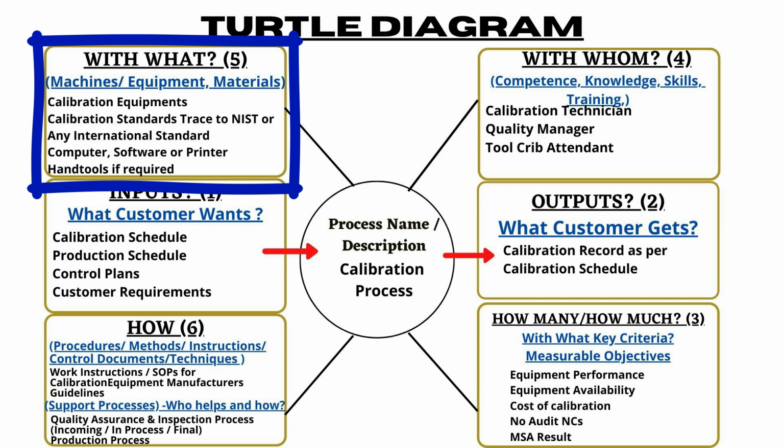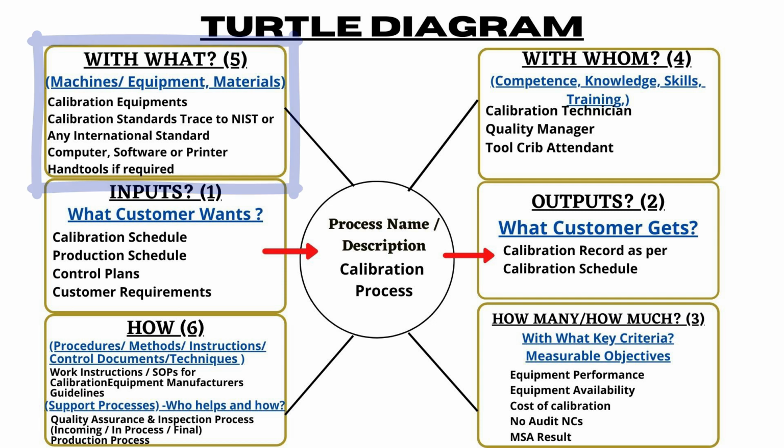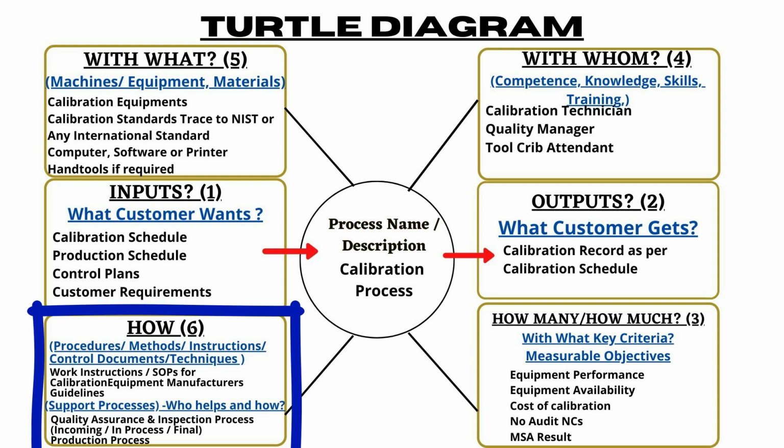Now, it is very important to know how to perform the calibration process, and for that I should move to the sixth element, which is how. In this, I should mention the reference of work instructions or SOPs which I should follow for the calibration activities. I should also mention the equipment manufacturer guidelines if I have any.